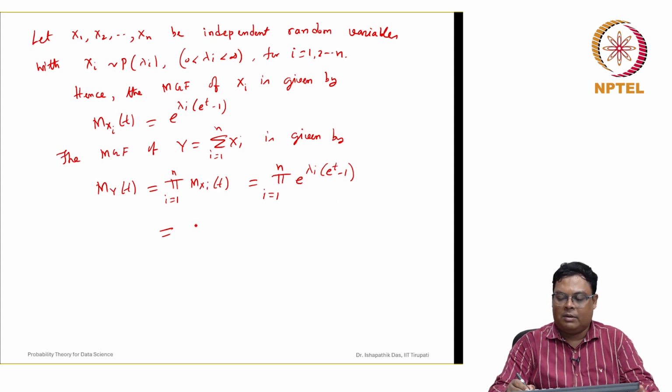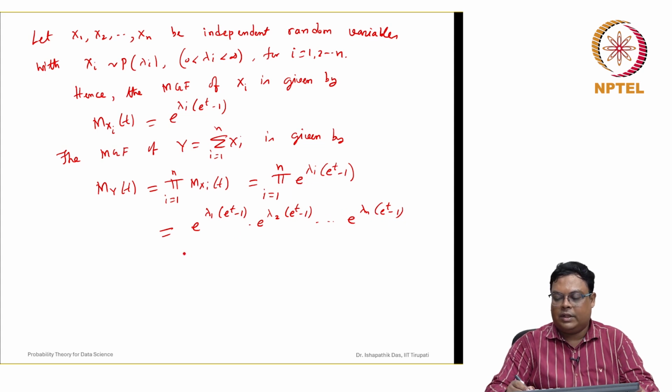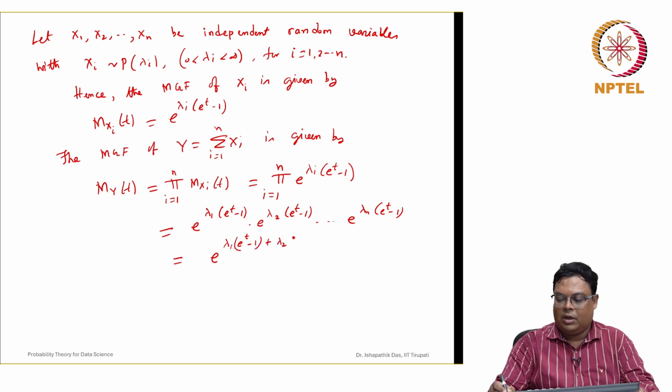So now this is nothing but e to the power of lambda_1 (e to the power of t minus 1) into e to the power of lambda_2 (e to the power of t minus 1) and so on, up to e to the power of lambda_n (e to the power of t minus 1). I explicitly write this. So this is nothing but the summation of these things in the power: lambda_1 (e^t minus 1) plus lambda_2 (e^t minus 1) plus lambda_n (e^t minus 1).